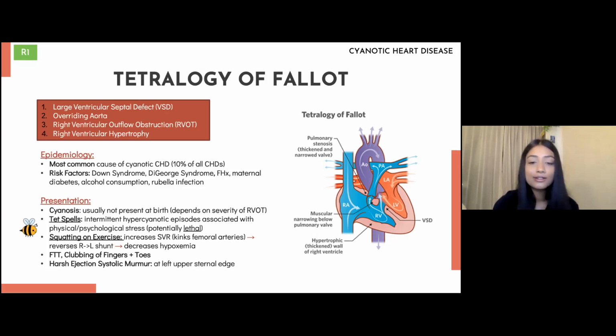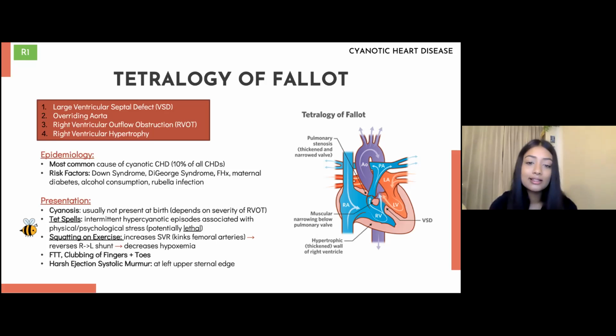So the extent of the right ventricular outflow obstruction determines how sick the baby will be. If there's very significant obstruction, the baby could be cyanotic and unwell quite early on. But in most cases, these babies generally aren't cyanotic at birth and will more likely present with TET spells, these classic episodes we'll discuss in a second, at around 2 to 4 months of life.